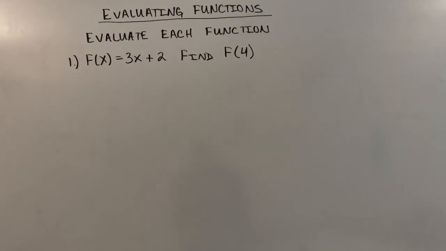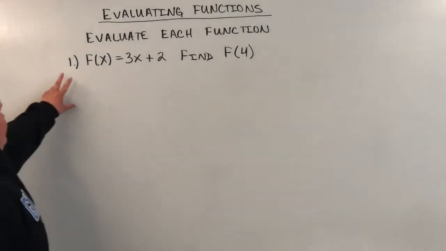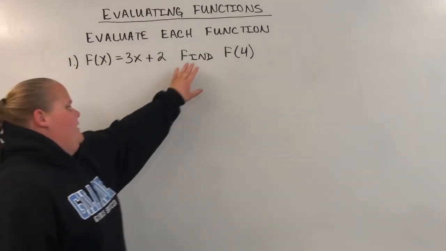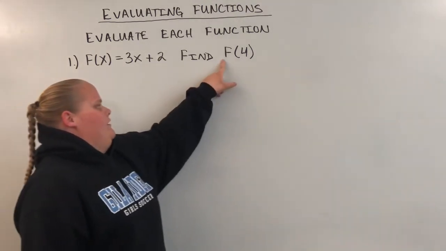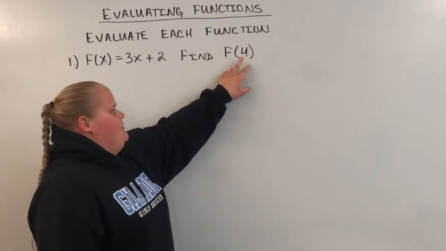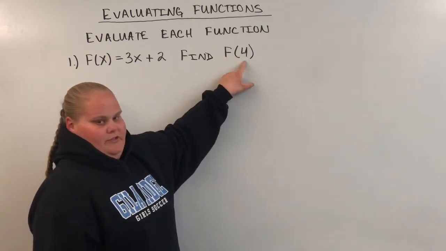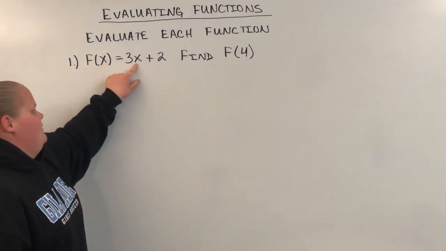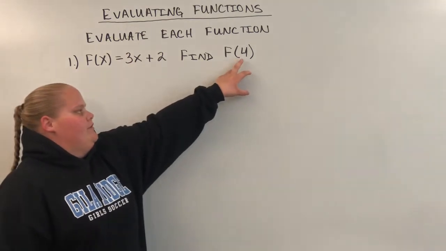In today's video, we're going to discuss how to evaluate a function. Evaluating functions basically means that you're solving a function given a certain input. So for this first example, we have f of x equals 3x plus 2, and it wants us to find this function when f of x becomes f of 4. So basically what they did is they took out the x and they replaced it with 4. They want us to find this. So that's exactly what we're going to do. Every place that we see an x in this function, we're going to replace it with 4.